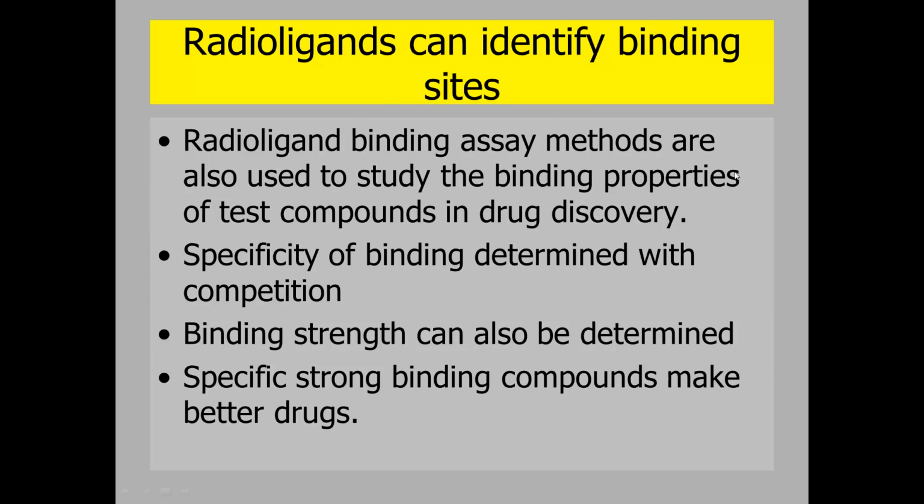So these radioligand binding assays are used to study the binding properties of the test compounds, because you put the test compound in and you can determine if it's able to compete off the radioligand from binding with the receptor. And it also helps you determine how specific is that binding. So you care about how specific it is, you care about how strong it is, and specific strong binding compounds make better drugs.